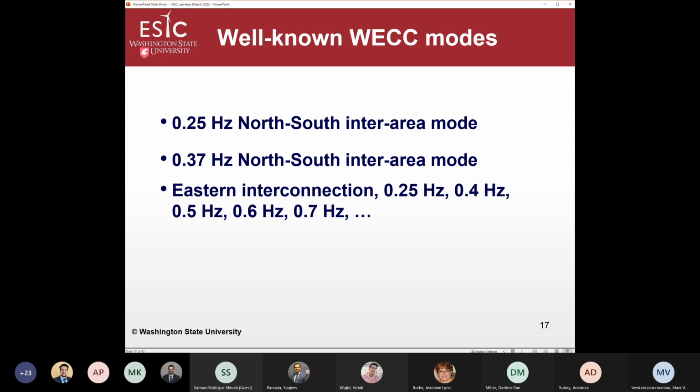Some of the common modes that you should be familiar with: the 0.25 Hz mode is a north-south mode in the Western system, and another, again, equally important mode is a 0.4 or 0.37 Hz north-south mode. And the mode shapes of the two modes are very different, and I will explain this a little more in another event that we will analyze later in the presentation. In the Eastern interconnection, similarly, we have many interarea modes which we pay attention to in terms of operating the system.